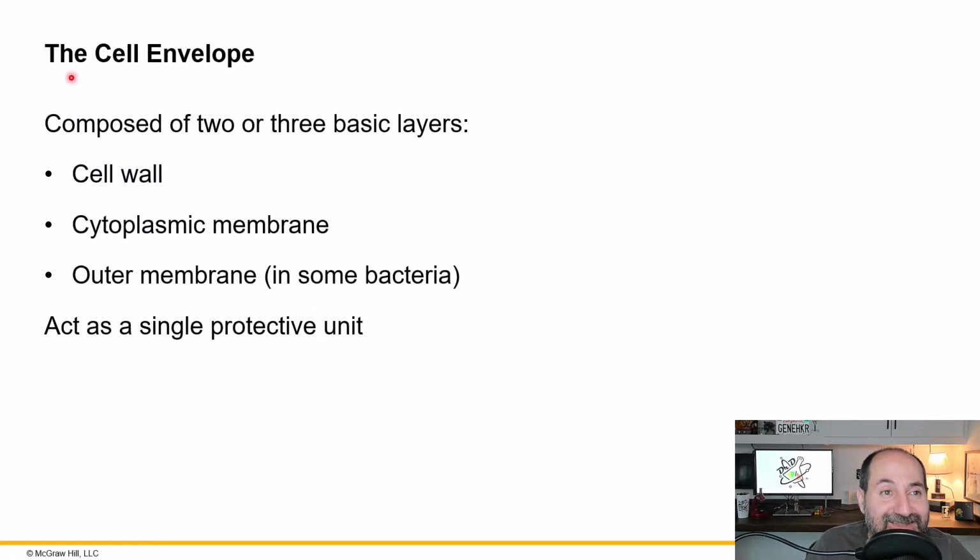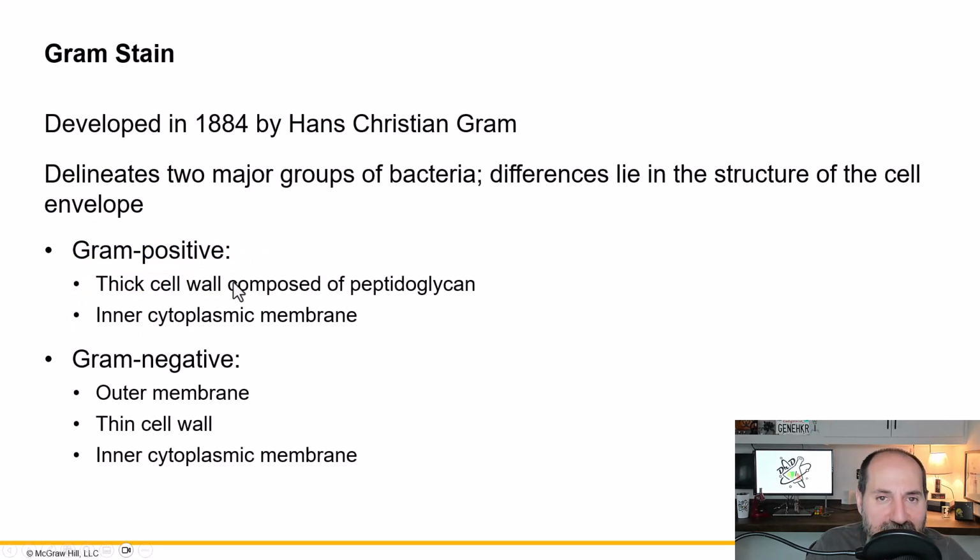Next, we talked about the cell envelope, right? On the surface of the cell, we've got the cell wall, the plasma membrane, and then sometimes you have an outer membrane, right? In the gram-negative bacterium have an outer membrane. So let's talk about this.